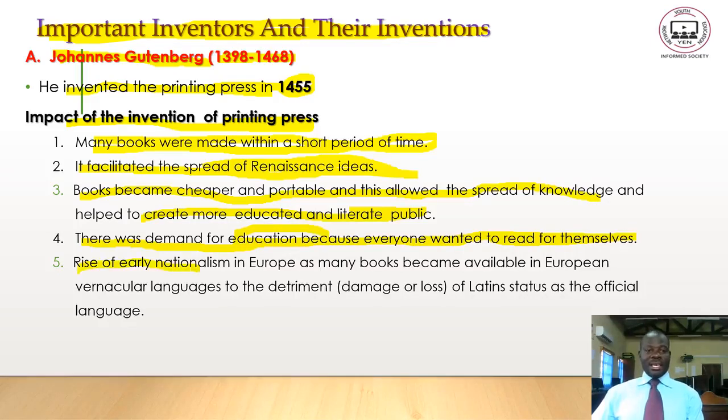And the rise of early nationalism in Europe, as many books became available in European vernacular languages, to the detriment or loss of Latin's status as the official language. Remember, before many books were there, the only official language was Latin, just as it was in the Roman Empire. So after the invention of the printing press, people started to print their books in vernacular languages. As a result, the Latin language went down.